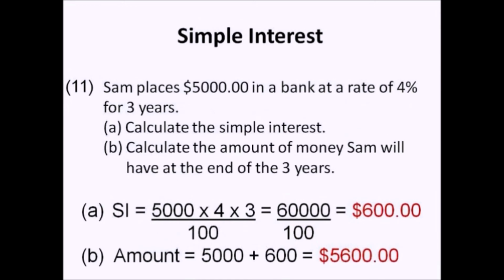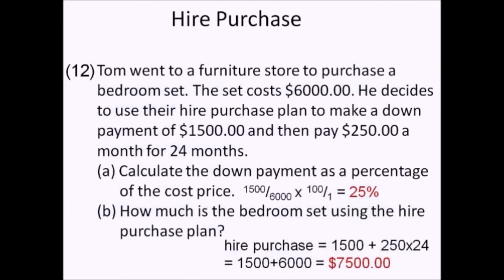Hope you got that. Let's move on to simple interest. And I gave you the formula, so you have no excuse for not getting these correct. Simple interest was $600: 5,000 times 4 times 3 over 100. And the amount was the principal plus the interest, so it's 5,600. Remember, PRT is principal times rate times time. Principal is the amount of money you put in, the $5,000. The rate is 4%. That's where you get the 400, and the 3 was the number of years, time, 3.